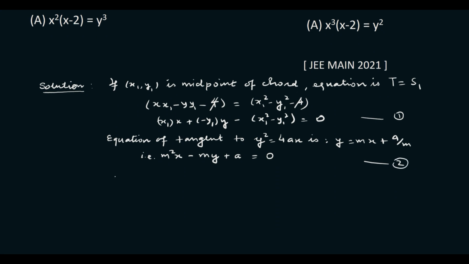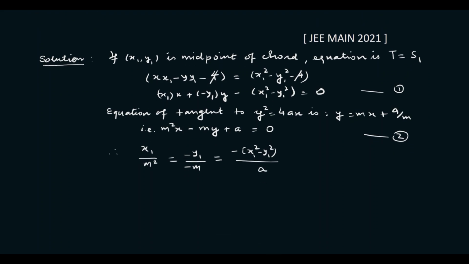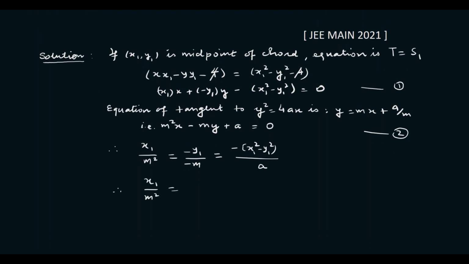Now these two equations are representing the same line. So the ratio of coefficients must be equal. So x1 by m square is equal to minus y1 by minus m is equal to the ratio of the constant terms in the two equations. Now from the first two we get m is cancelled out, and you get m is equal to x1 by y1. This is the value of m from the first two.